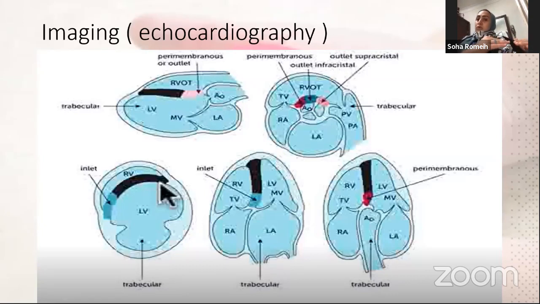And the same also, if I look at the four-chamber view, I might have an intact septum because the patient does not have a muscular or an inlet VSD.